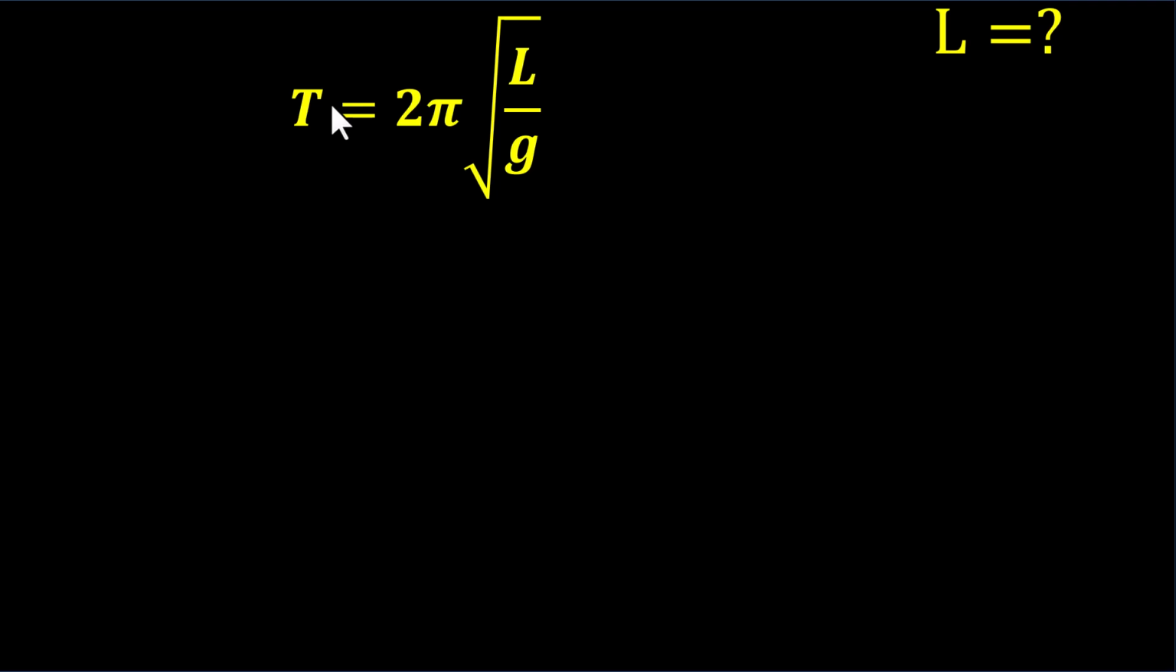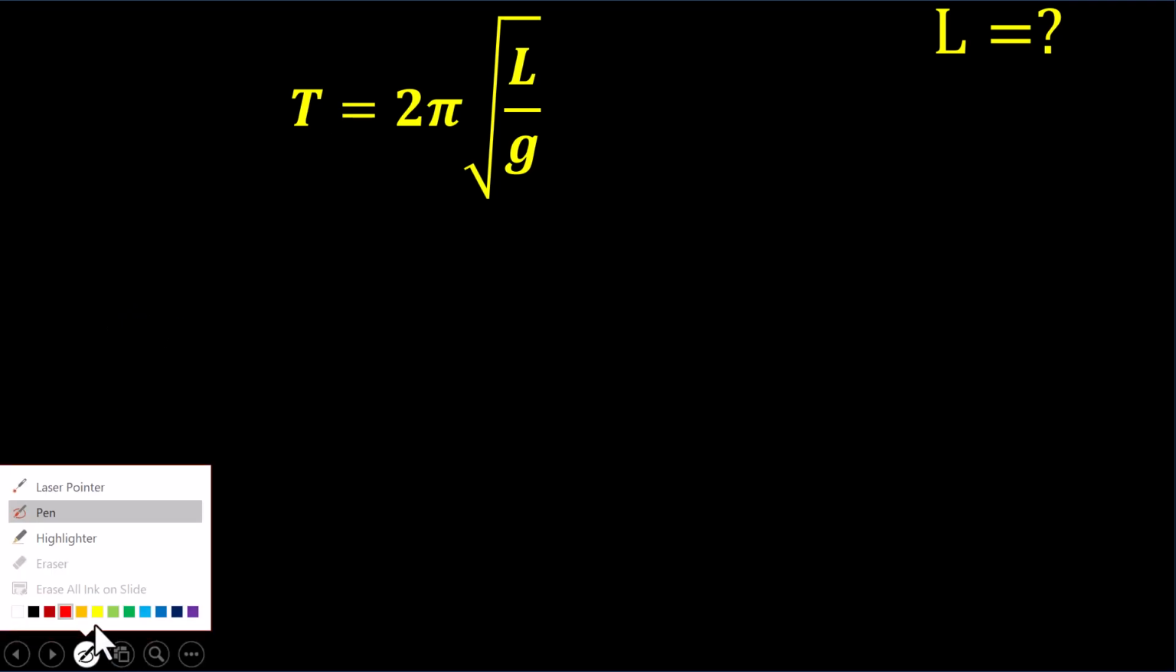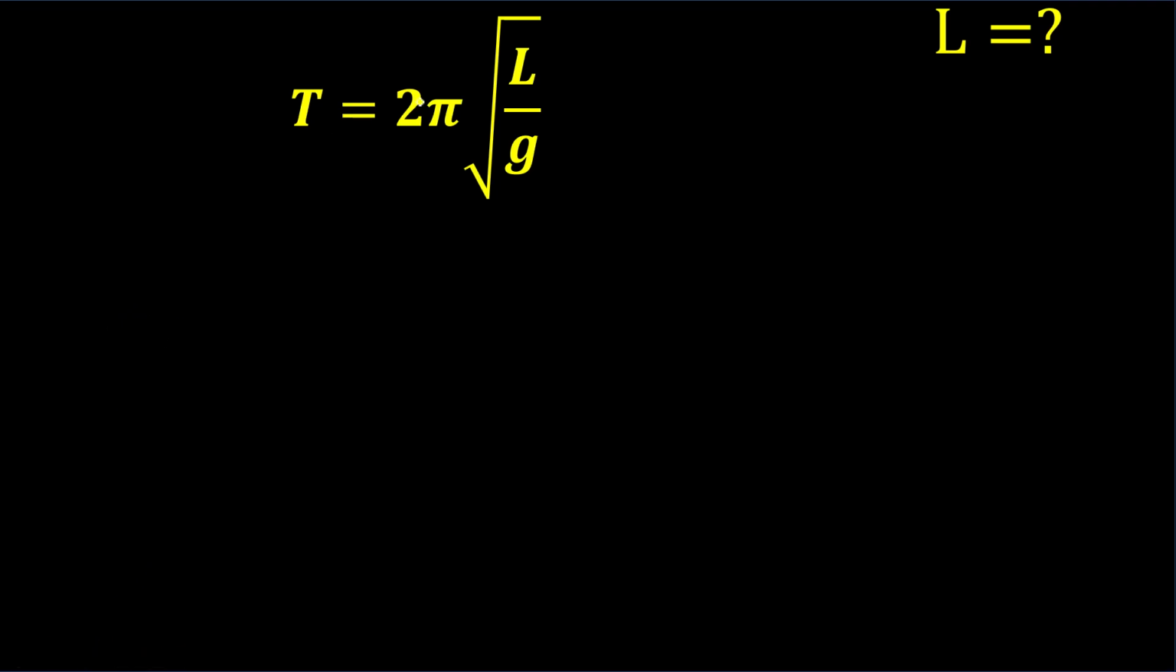So we have T equals 2π root L on g. So we have to make L the subject. Take your time here. We need to get rid of this root sign, so we have no option but to square both sides. On my left hand side will be T squared.